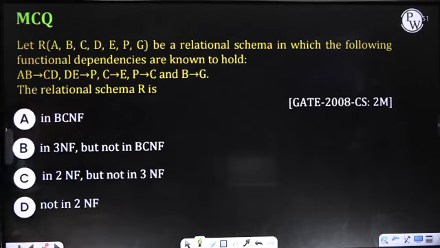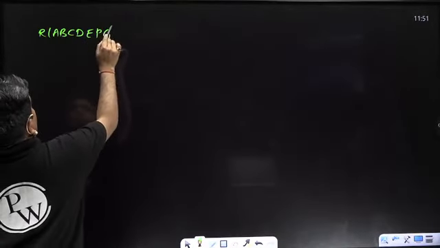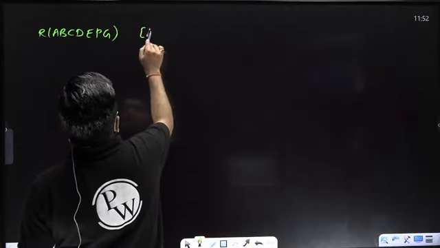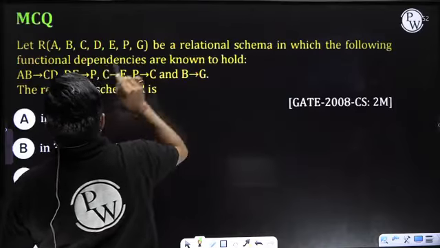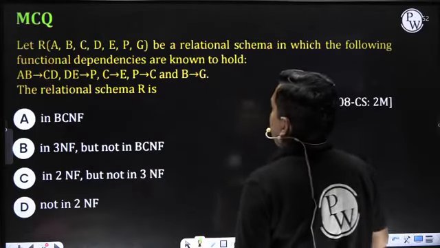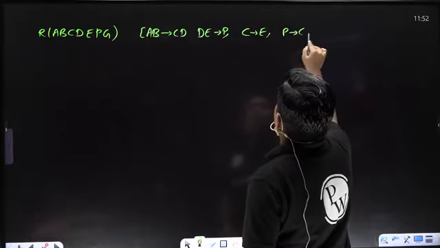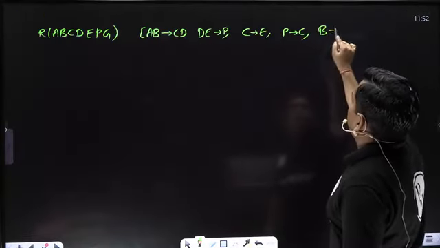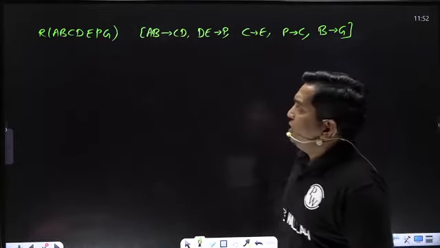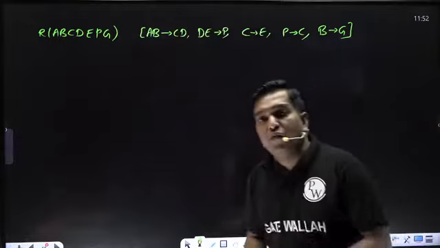So first of all, we have to calculate the candidate key. So my dear student, we will write whatever FDs are given: attributes A, B, C, D, E, P, G. Then AB determines CD, DE determines P, C determines E, P determines C, and B determines G. So first of all, we have to calculate the candidate key.